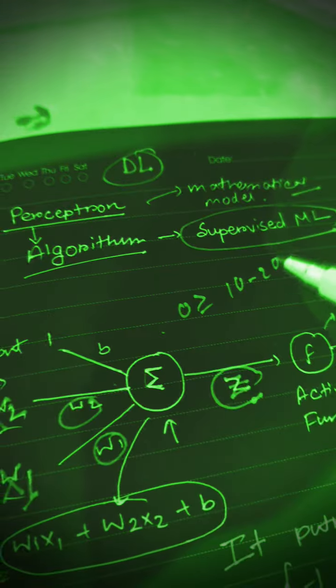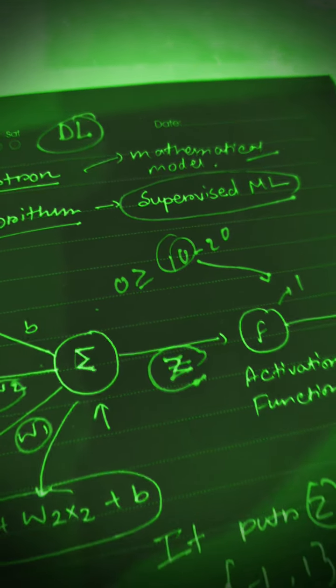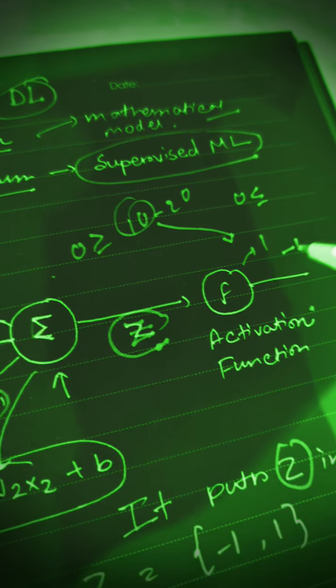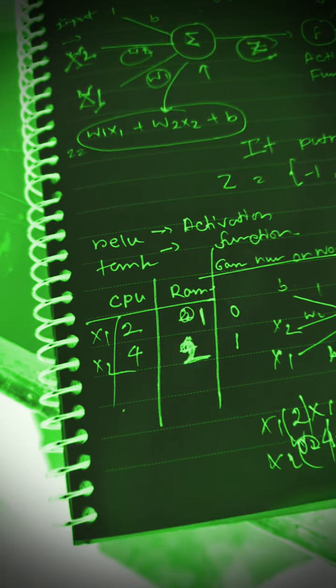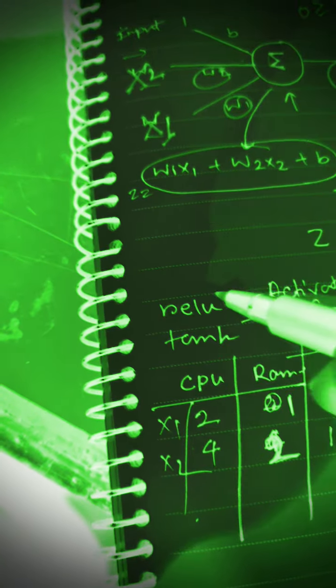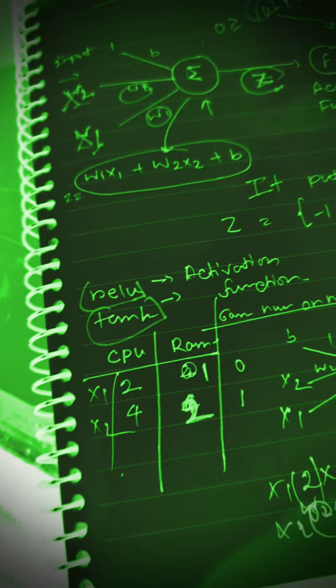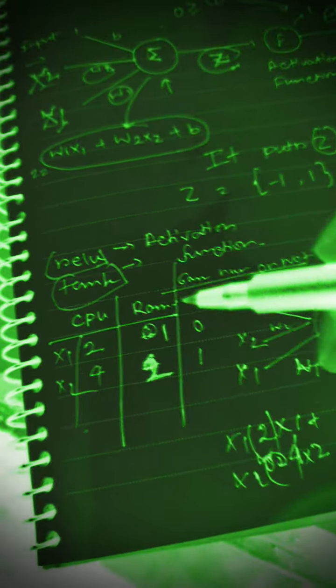So this 10 to 20 will be converted to 1, and if it is less than 0, then it will be converted into the -1 category. So it will go into a 1 to -1 range. Let's put an example here. There are actually two or three activation functions you can remember: one is ReLU and one is tanh, and many others are there. So we'll take an example.